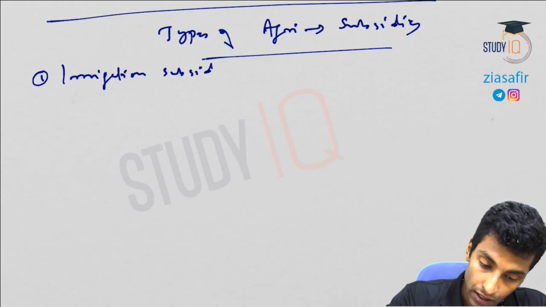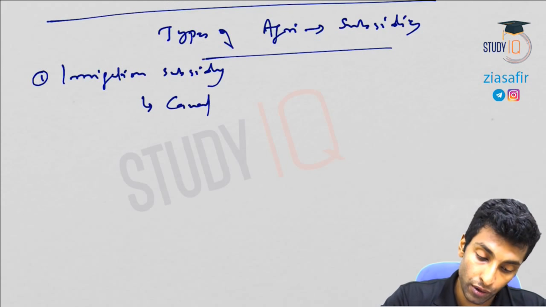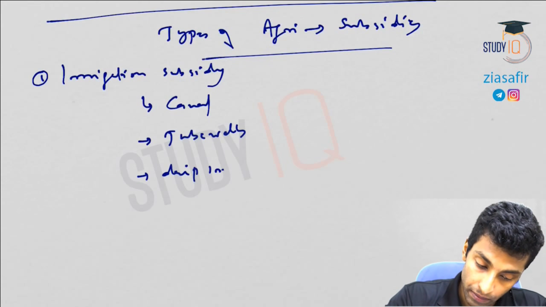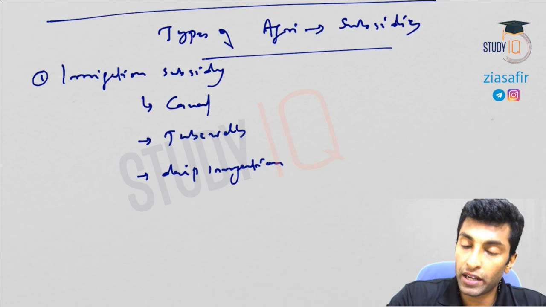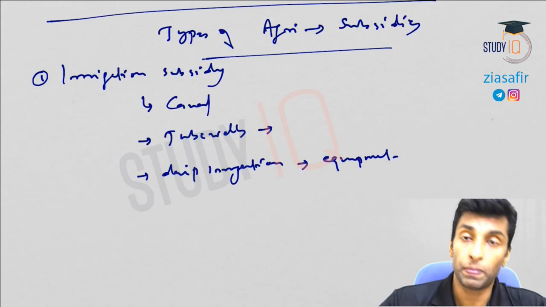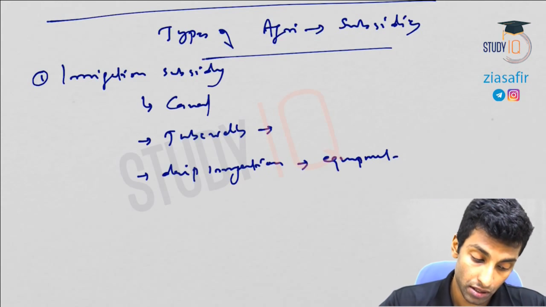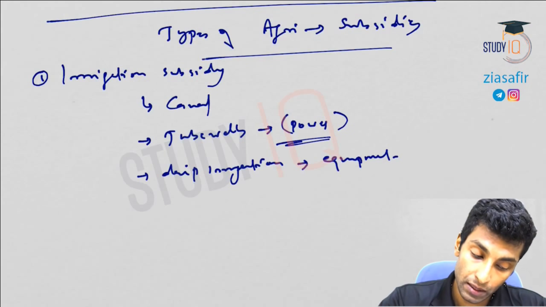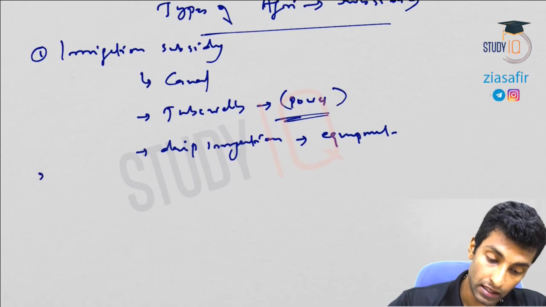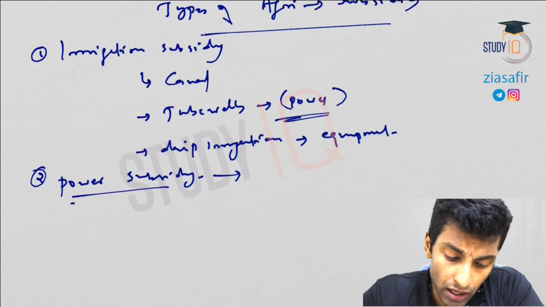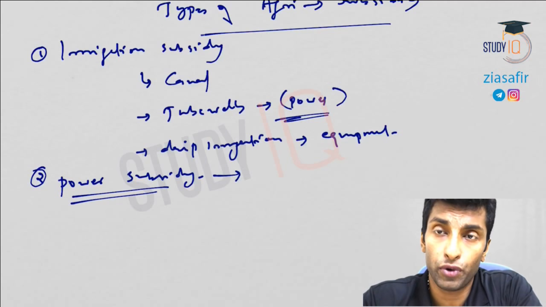What are the major sources of irrigation? We have canal irrigation, tube wells, and drip irrigation. In case of drip irrigation, the subsidy is given for equipment. In case of tube wells, which is the most important source of irrigation, we need power. So power subsidy is given. So let me discuss the second, power subsidy. It is mainly given for irrigation.